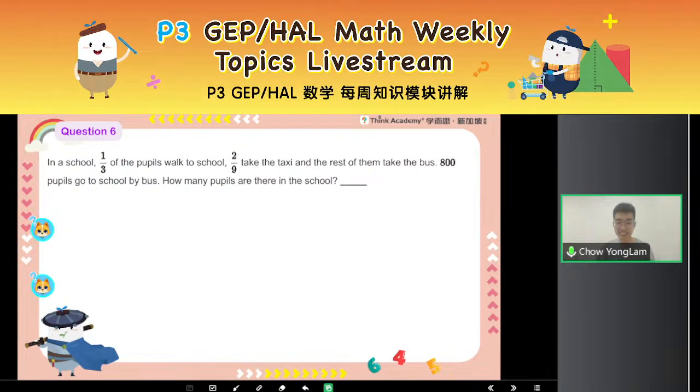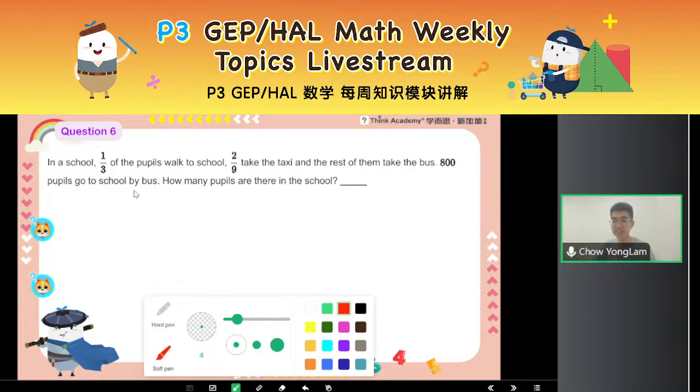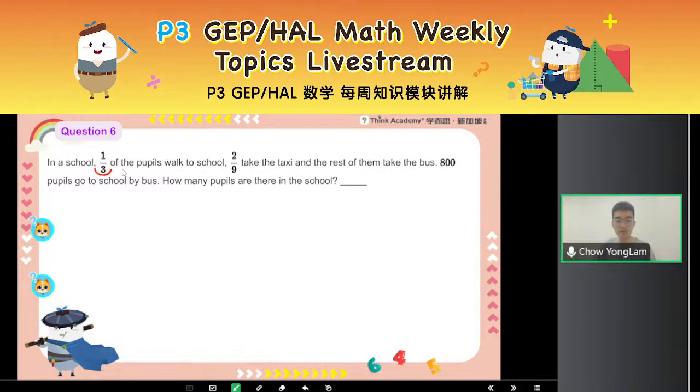Now, the next question says, read the question together. In a school, 1/3 of the pupils walk to school, 2/9 take the taxi, and the rest of them take the bus. Now, 1/3 of the pupils walk to school. So the 1/3 comes from the pupils, right? Entire pupils of the school. Right. So this is the first fraction. 2/9 take the taxi. 2/9 is another fraction.